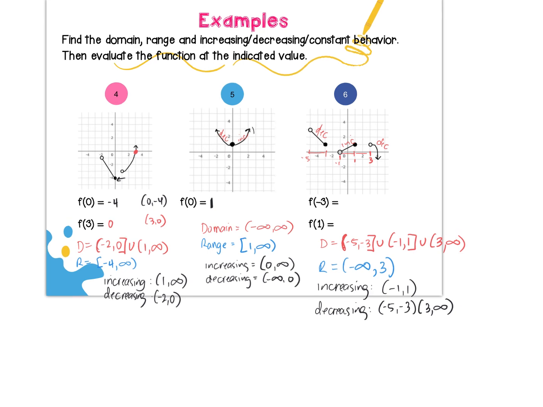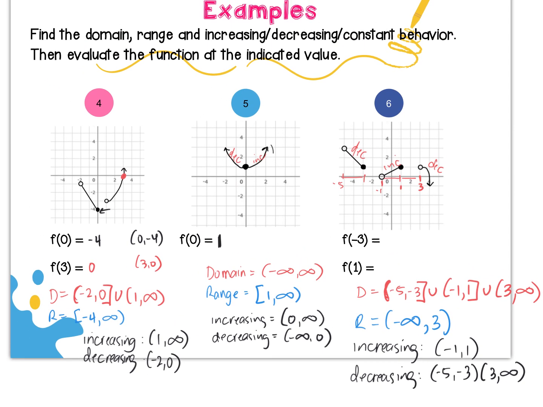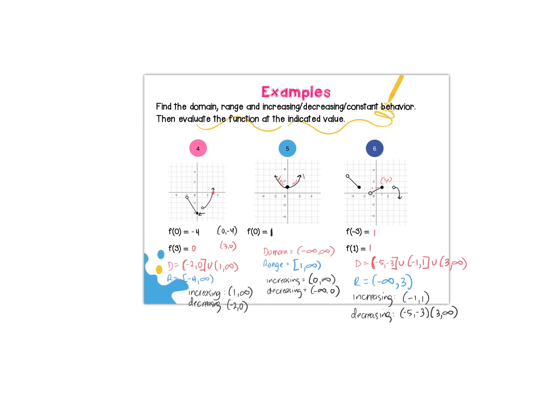And then again, the values. So when x is -3, the y value is 1. So when my input is -3, the output is 1. That's what that equals, okay? And then last but not least, let me just erase all this. Last but not least, when x is 1, my y value is also 1. And so when my input is 1, my output is 1. And that's how we solve these problems.